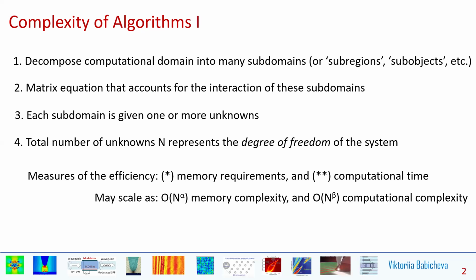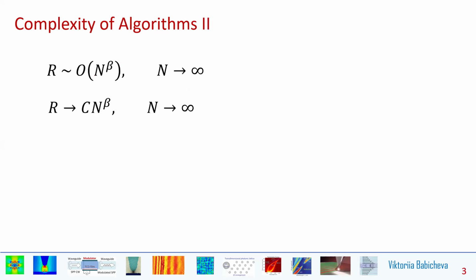The memory usage will scale as the order of N^alpha, and that will be O(N^alpha). That's why we say "order of". And the CPU time will scale as the order of N^beta. Here alpha and beta are numbers larger than 1. We have just discussed the scaling properties of the memory and the computational time with respect to the unknowns N. These characteristics are known as memory complexity and computational complexity.